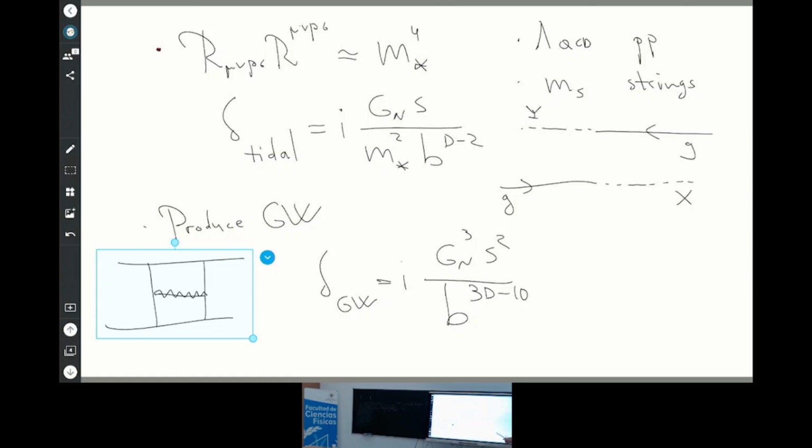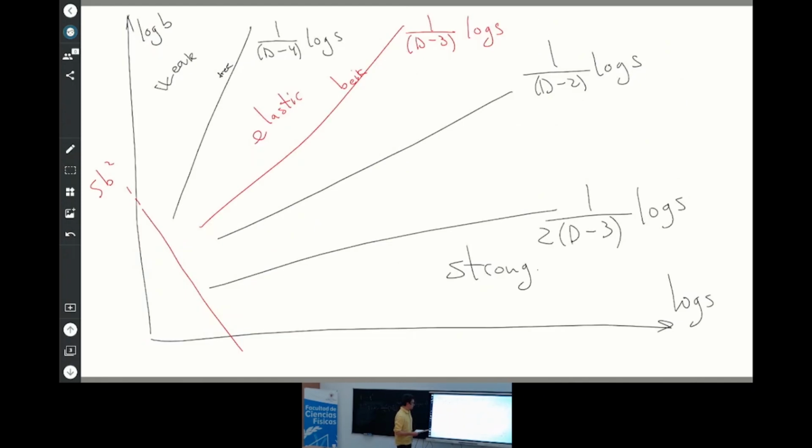So it's a two-loop computation. Then, of course, we need to think about when this computation is valid, et cetera, et cetera. But let me just go with it for now. And therefore, so this is tidal.